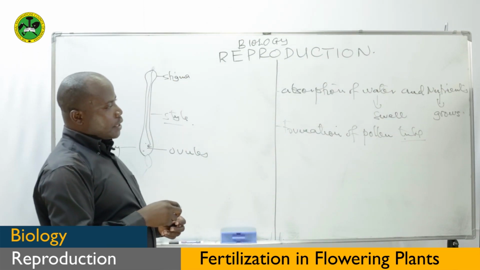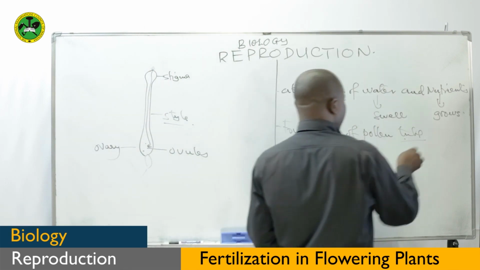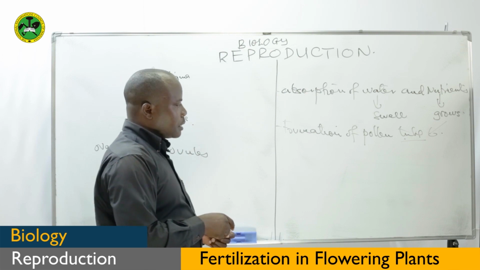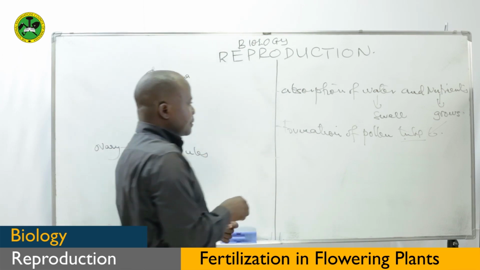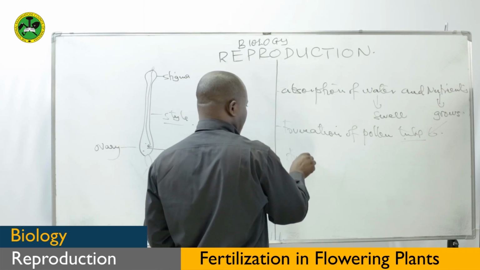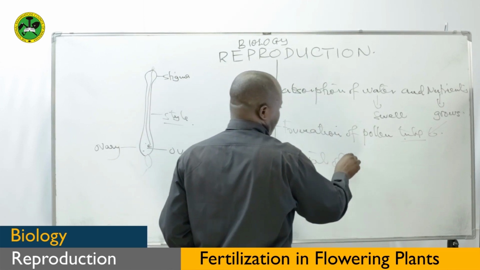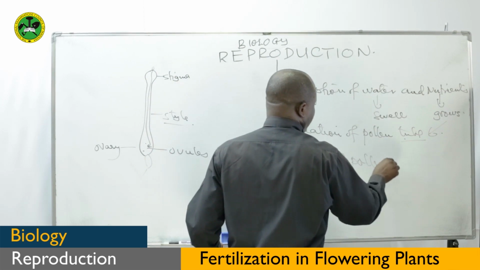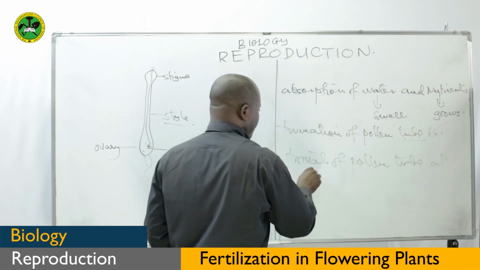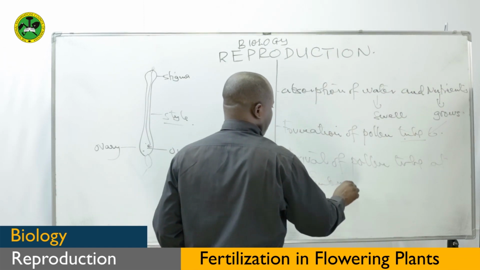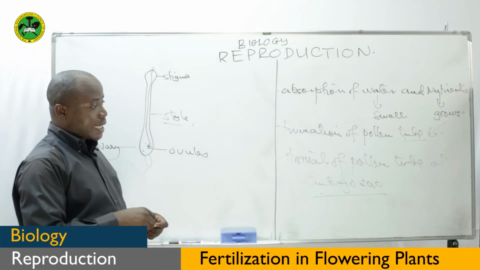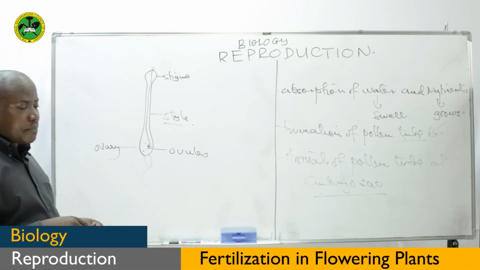This formation of the pollen tube is a result of growth of the pollen grain. Another aspect is the arrival of the pollen tube at the embryo sac. It has arrived at the embryo sac.